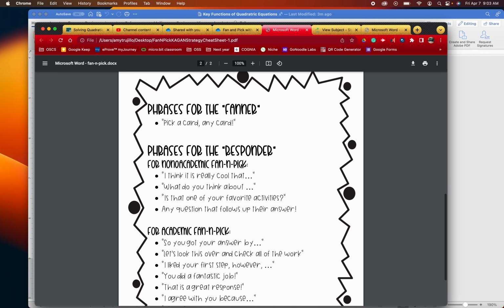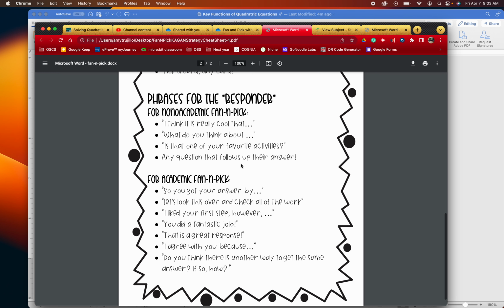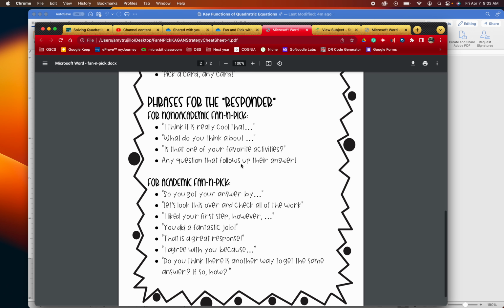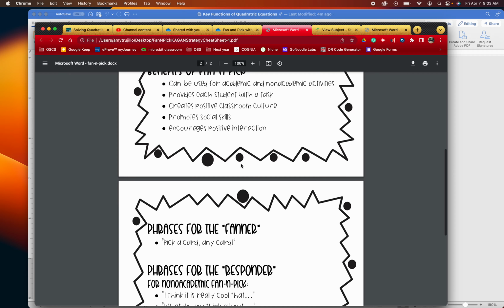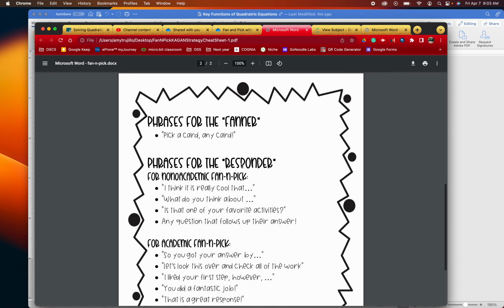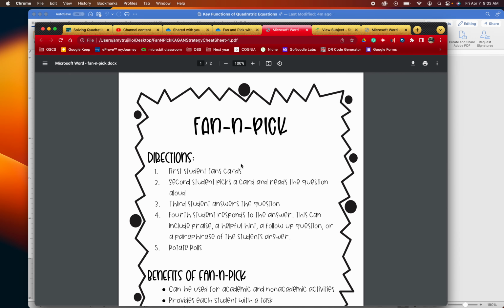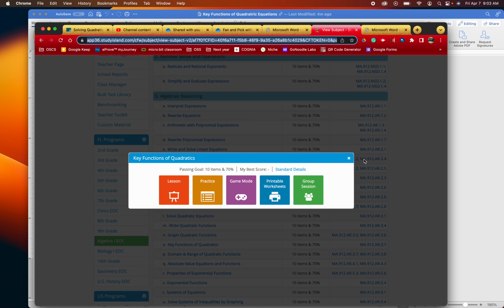It's nice to start with some non-academic stuff too. So if you want to do this, you want me to find something else that's non-academic, practice using the fan and pick with a non-academic fun activity. So they practice using their phrases, and then you can also use it with this one. So this is fan and pick, but it is going over the key functions of quadratic equations.